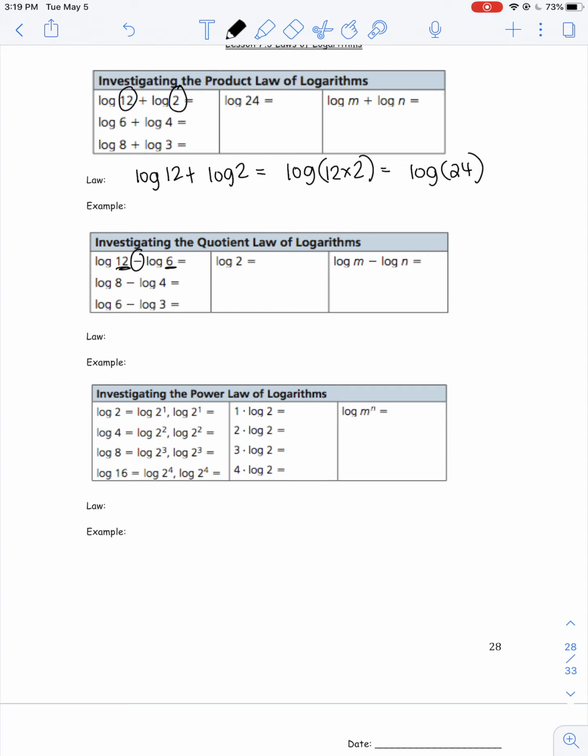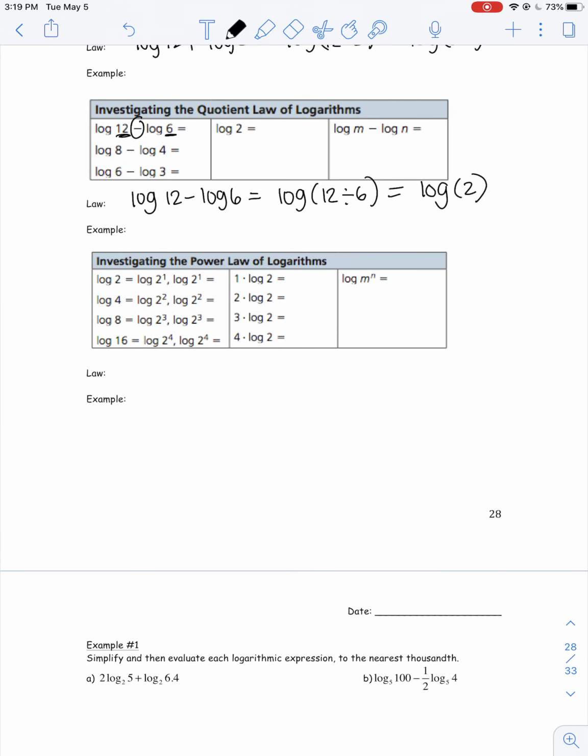Our next example is the quotient law. The quotient law states that if you have subtraction between logs, you divide the two numbers that follow the logs. That can only happen if the base is the same. So log of 12 minus log of 6 is equal to log of 12 divided by 6. Whatever comes after the subtraction goes to the denominator. To simplify, 12 divided by 6 is 2, so you're writing it as log of 2.